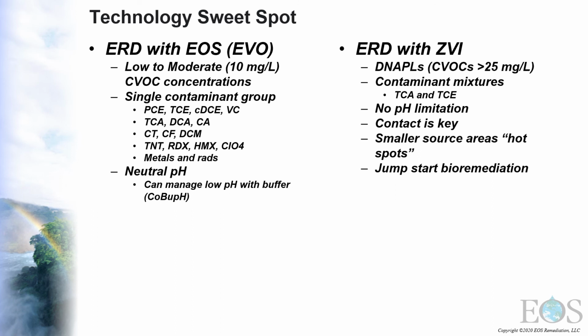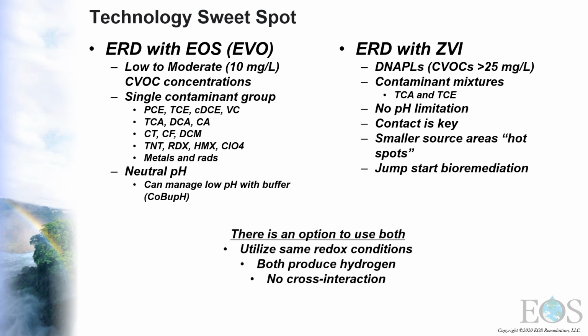So if you're dealing with DNAPL or really high concentration, something over 25 milligrams per liter as example, if you're dealing with mixed contaminant plumes, again, if you have that concern about pH, but you just got to remember that ZVI is incredibly contact dependent. So contact is key for good degradation. So you might consider using zero valent iron on smaller hotspot areas and then utilize that as a jump start for bioremediation.